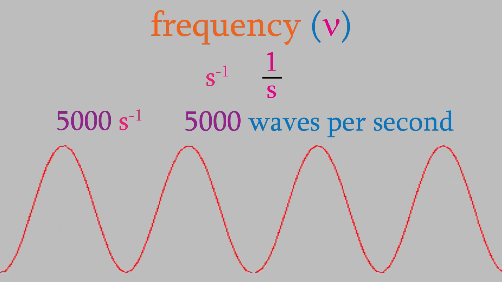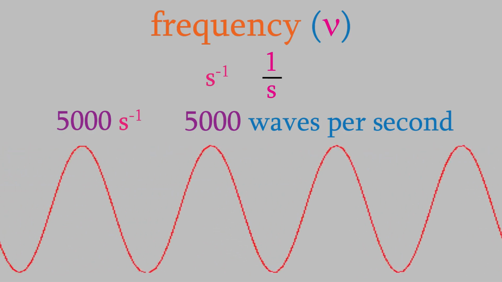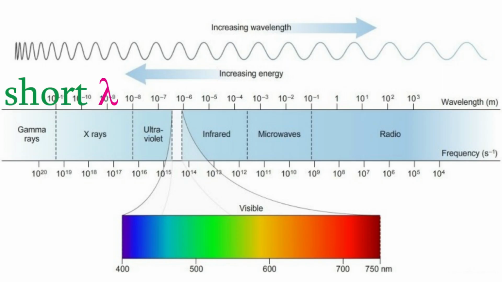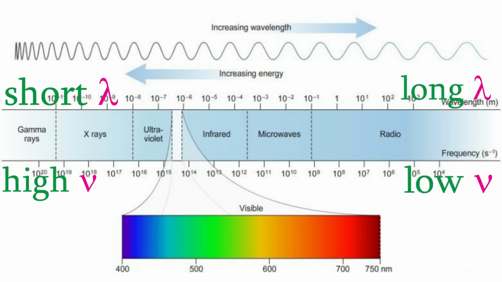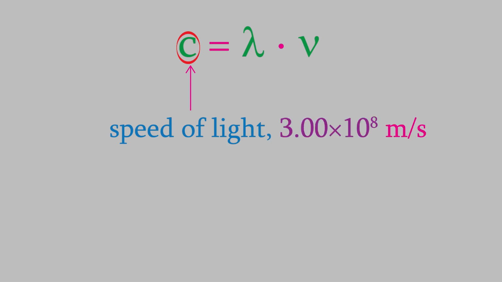If you think about it that way, you can see that if the waves are short, more of them will pass by every second than if the waves are longer. So a wave with a short wavelength will have a high frequency, and vice versa. We can calculate these using this simple equation. C equals lambda times nu. So the wavelength times the frequency equals c, which is the speed of light. This is a number you should learn and remember because we'll use it often in this class. C, the speed of light, is 3.00 times 10 to the 8th meters per second.